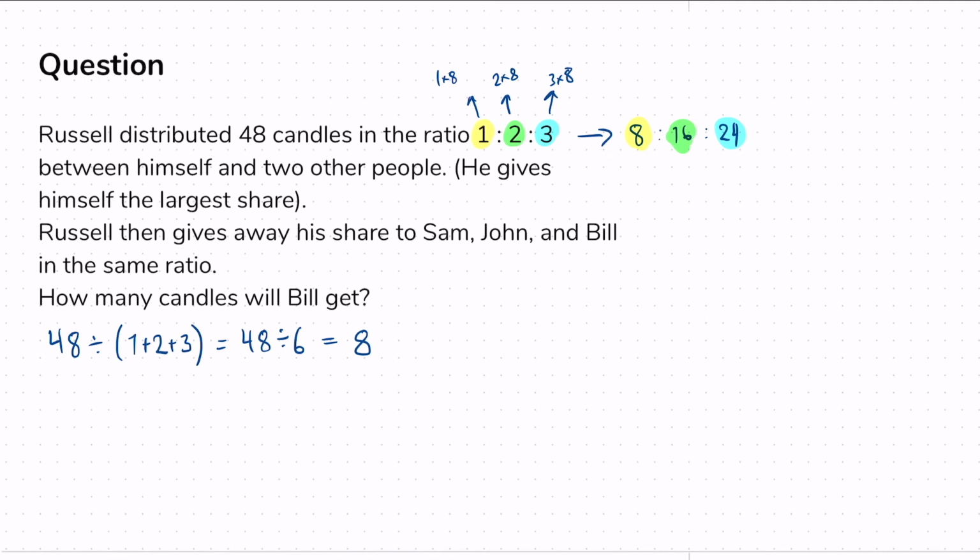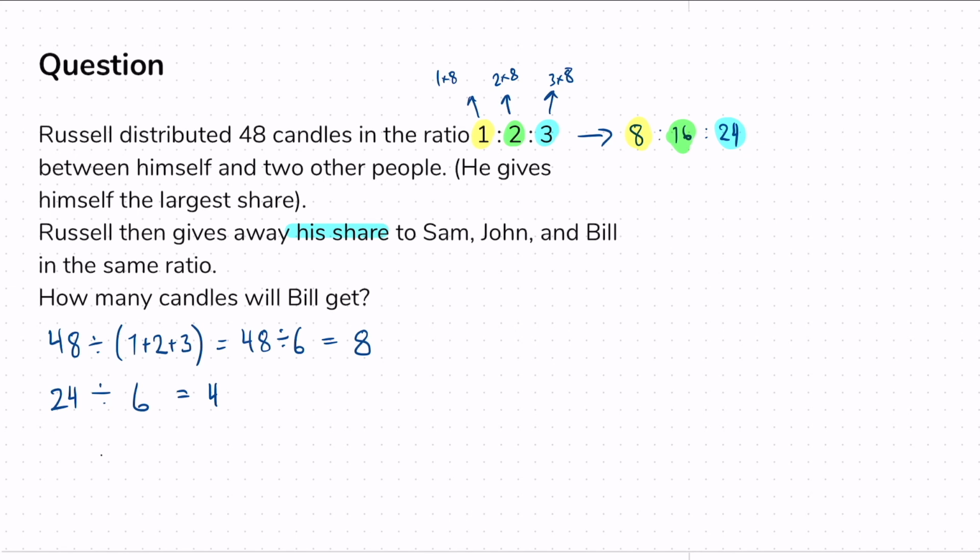Russell then gives away his share to Sam, John, and Bill. How many will Bill get? Well, which share has Russell got? He gives himself the largest share. So Russell's share is the 24. So now we're going to do the same thing. We begin with 24, and I'm dividing it by 1 plus 2 plus 3, by the group, which is 6. 6 goes into 24 4 times.